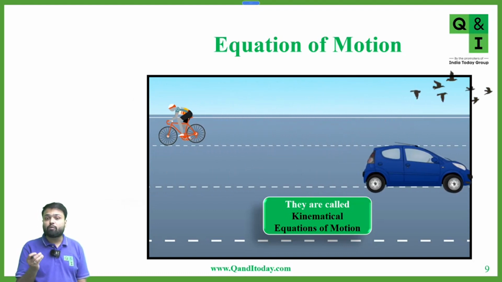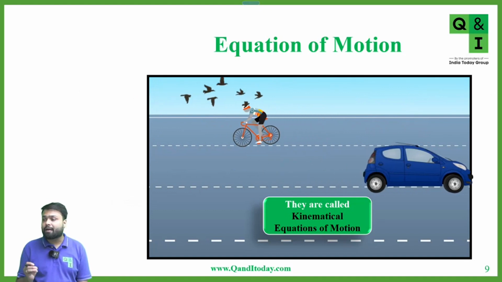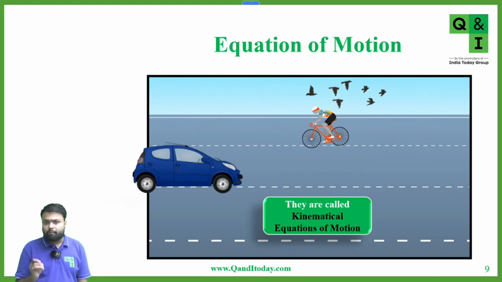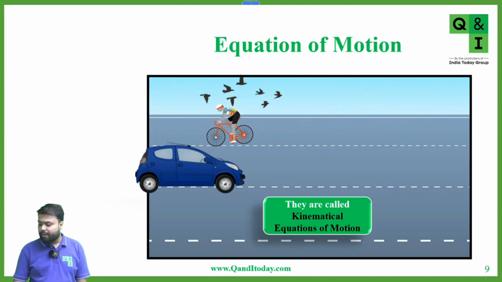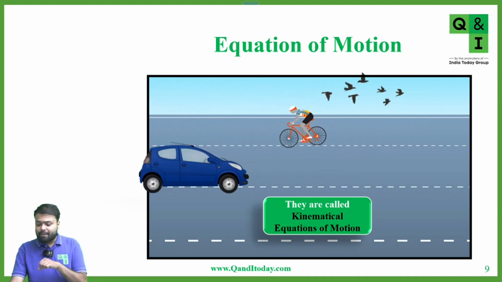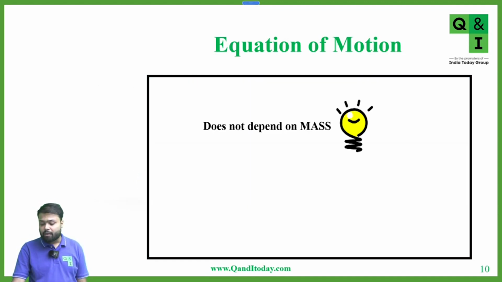The study of motion without knowing its cause is called kinematics. So here are the kinematical equations of motion. Now, they do not depend upon the mass, because here we are not knowing the cause of the motion. That's why these equations of motion do not depend upon the mass.